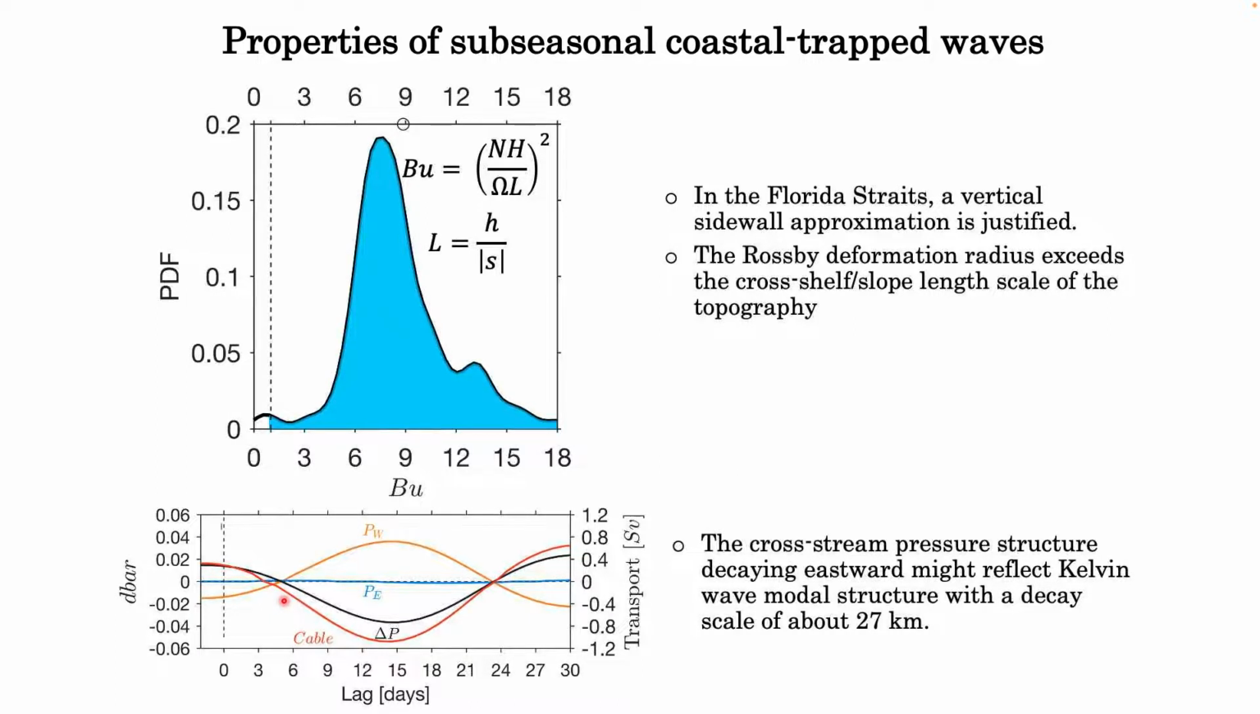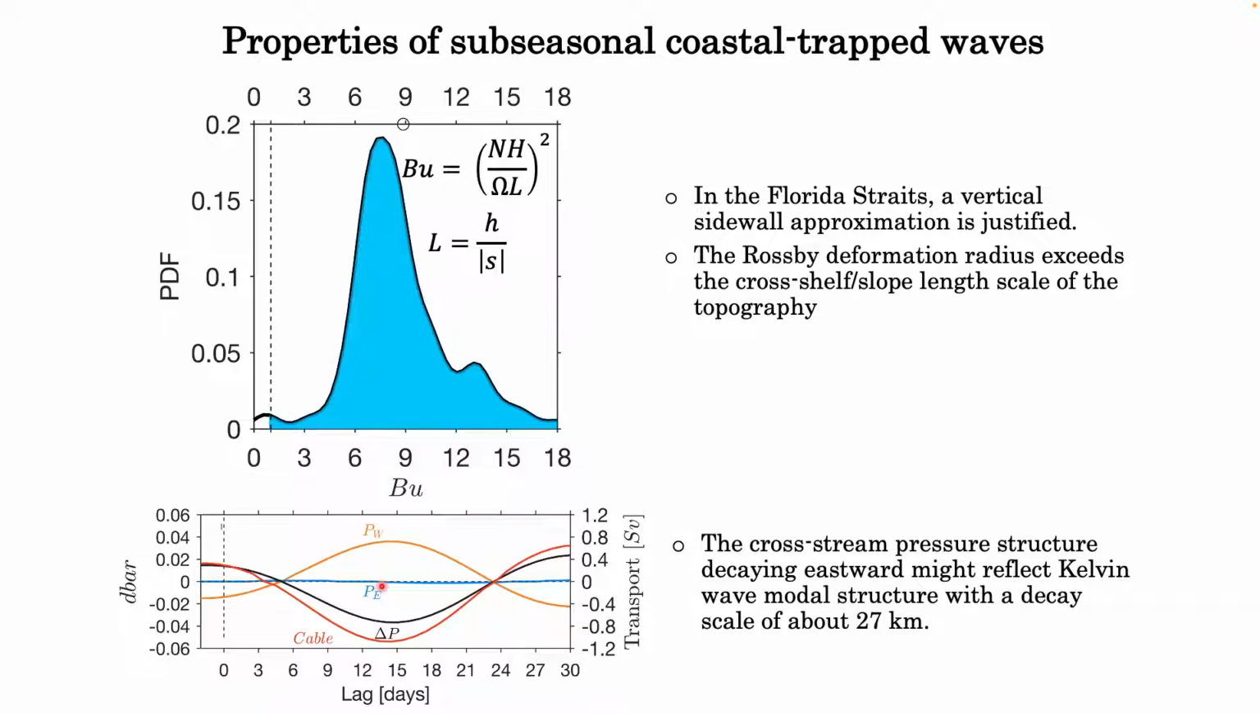If we recall from previous figures, we identified that only the bottom pressure on the west side of the strait responds to the wave passage, while the bottom pressure on the east side, or PE here, the blue curve, shows just minor change.